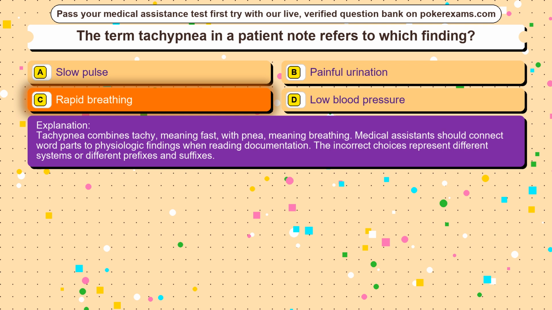Tachypnea combines tachy, meaning fast, with pnea, meaning breathing. Medical assistants should connect word parts to physiologic findings when reading documentation. The incorrect choices represent different systems or different prefixes and suffixes.